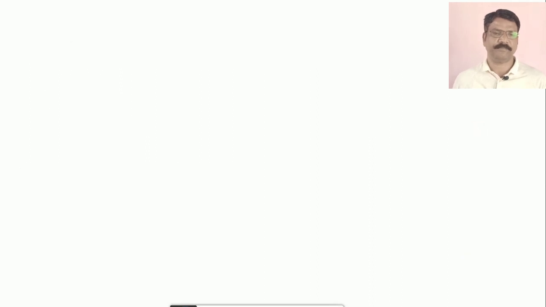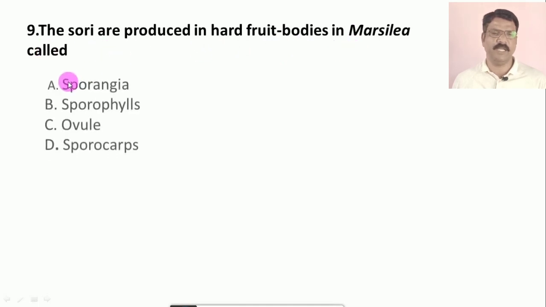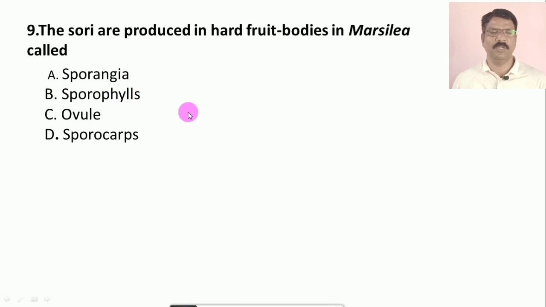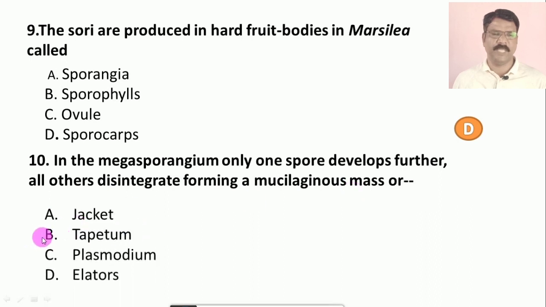Question number 9: the sori are produced in hard fruit bodies in Marsilea, which are called as. A. sporangia, B. sporophylls, C. ovule, and D. sporocarps. The correct option is D, sporocarps. Question number 10: in the megasporangium only one spore develops, while all others disintegrate forming a mucilaginous mass, which is also called as. Options are A. jacket cell, B. tapetum, C. plasmodium, D. elaters. The correct option is C, plasmodium.